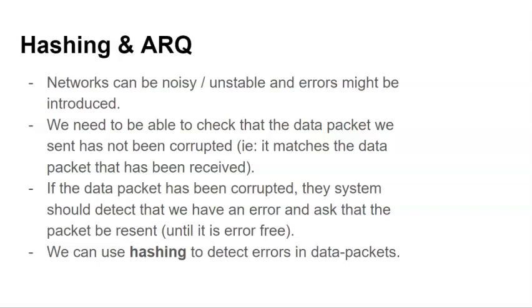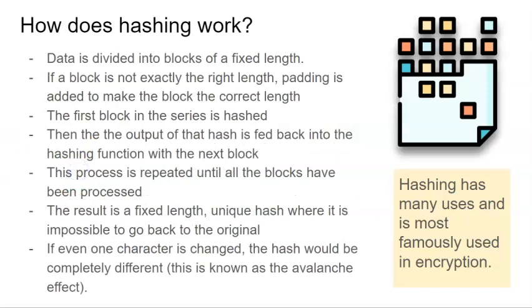Networks can be both noisy and unstable, which means that we need a way to ensure that the message or data packets that we send over the network is identical to the message that is received. We can use hashing to detect errors when information is sent over a network, like the internet. If an error is detected, then the system should ask that the data is resent, and this is known as automatic repeat request. So how does hashing work?